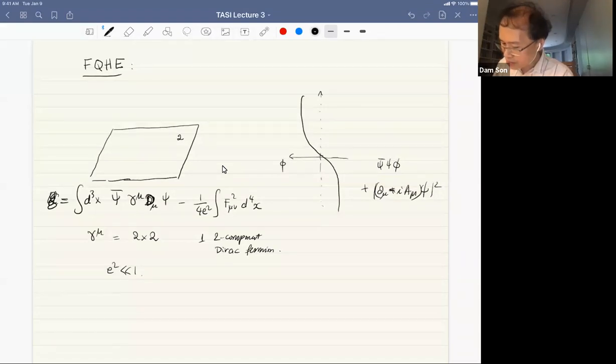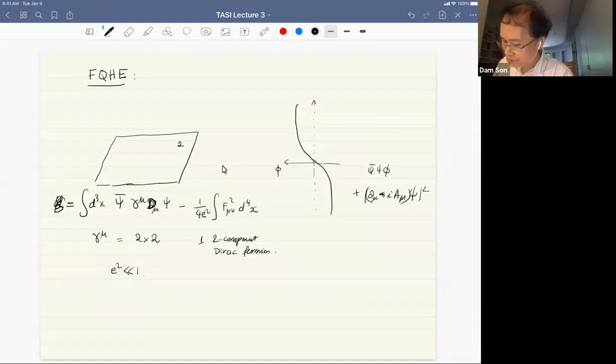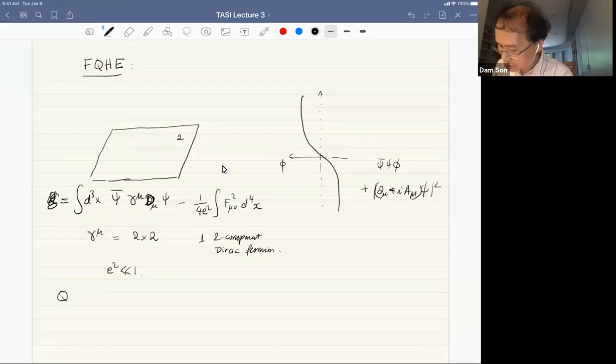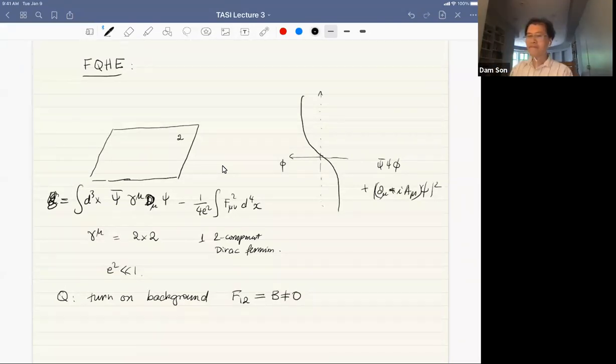But now I'm going to ask the following question. Suppose I turn on the background F12 not equal to 0. Can one quantize the theory, can one determine the ground state?